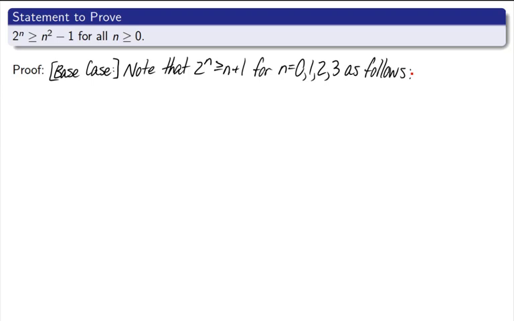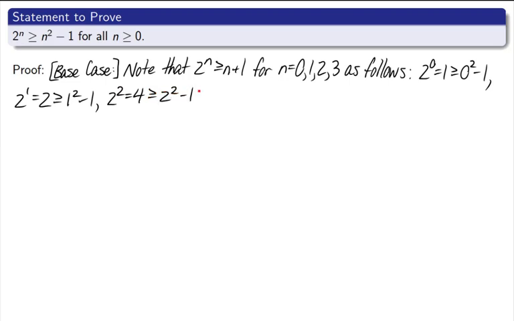Let's plug them in. 2 to the 0 is equal to 1. Well, that's definitely greater than or equal to 0 squared minus 1, because that would be negative 1. How about 1? 2 to the 1 is equal to 2, which is definitely greater than or equal to 1 squared minus 1, because that would be 0. How about n equals 2? Well, then 2 squared is equal to 4, and 4 is definitely greater than or equal to 2 squared minus 1, because that would be 3.